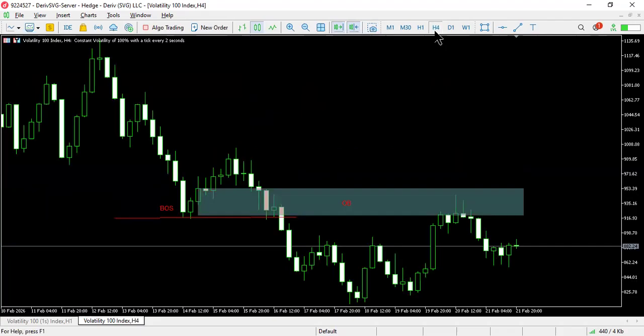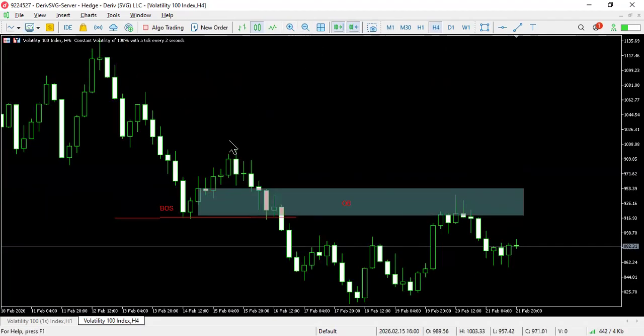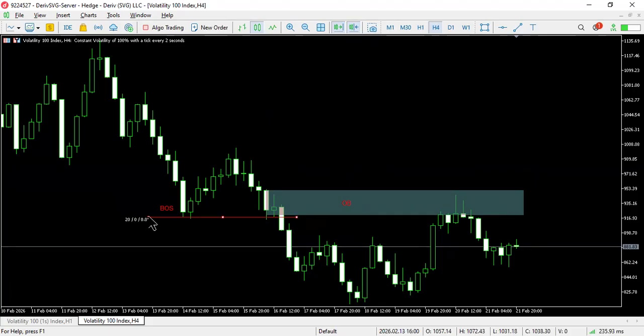If we go over to the 4 hours, we can see that this move is still not complete because we've just gone in for a retest. However, this low has yet to be cleared for the move to be complete. Therefore, this is what we have.